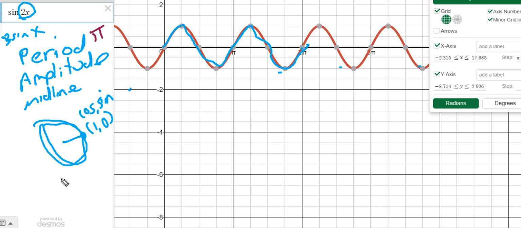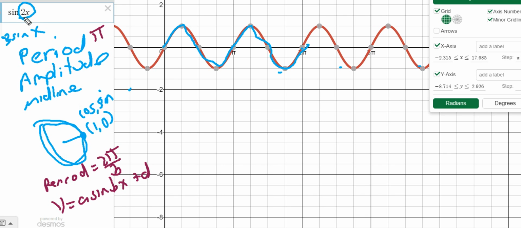Okay? And we'll talk about this in a minute, but basically, period equals 2 pi over b. We're going to talk about y equals a sine bx plus d. So we're going to talk about all those. A is what changes the amplitude, b is what changes the period.